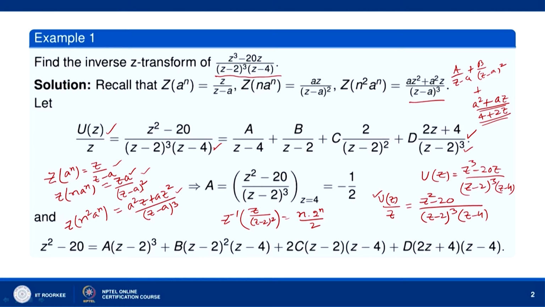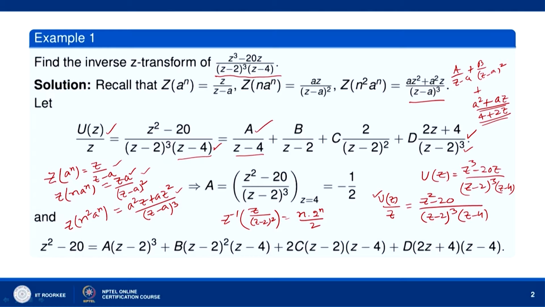To factorize U(z), we first consider U(z) over z, and then the partial fractions are written in such a way that, while taking the inverse z transform, we can directly put the values and use the standard formulae. Now, corresponding to this (z minus 4) factor, the value of a can be determined directly. You need to consider only (z square minus 20) divided by (z minus 2) whole cube. You do not have to consider (z minus 4). In the remaining rational function, you put z equal to 4, you get the value of a.